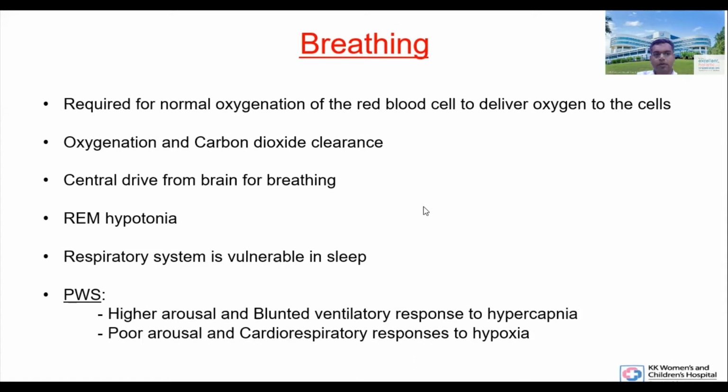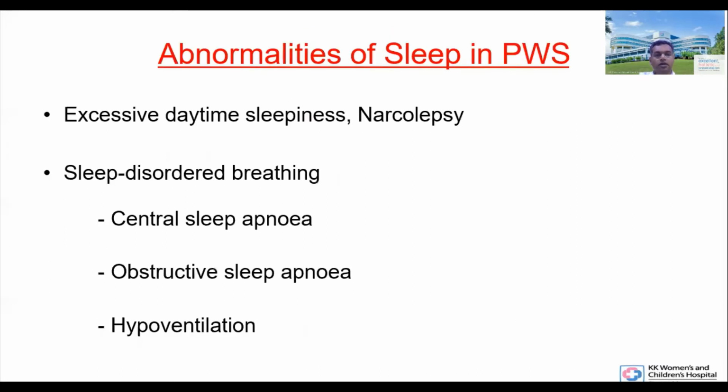In children with PWS, they have a high arousal and blunted ventilatory response to hypercapnia, and poor arousal and cardiorespiratory responses to hypoxia, which plays a very critical role in the development of sleep disorder breathing, which we will talk about in the subsequent slides. So what are the abnormalities of sleep in Prader-Willi syndrome?